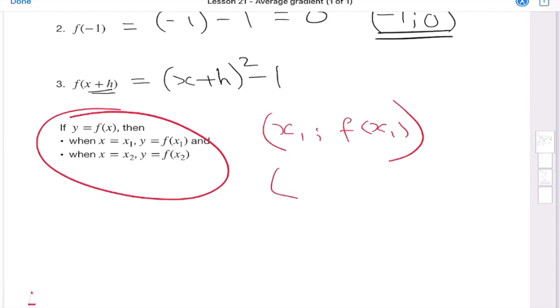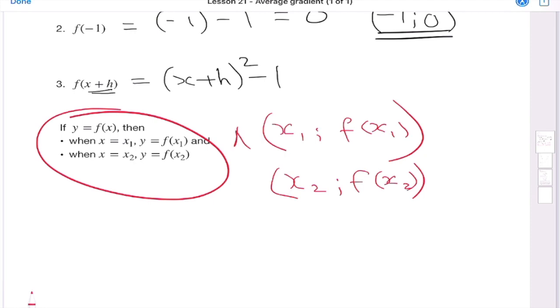Suppose the x coordinate is x2. In other words, we know x. It is equal to x2. And we want to find y. What we need to do then is to take x2 and put it into our function of x. So the value of y will be f of x2.